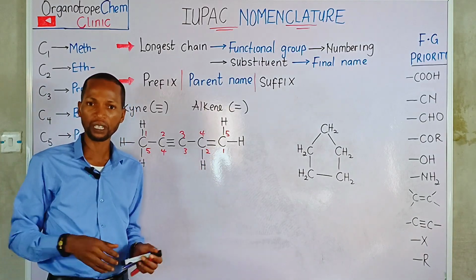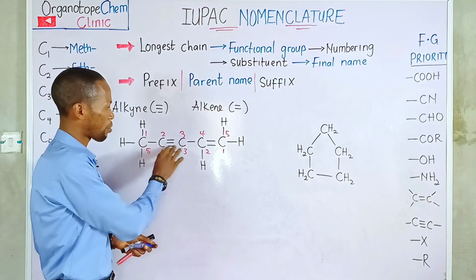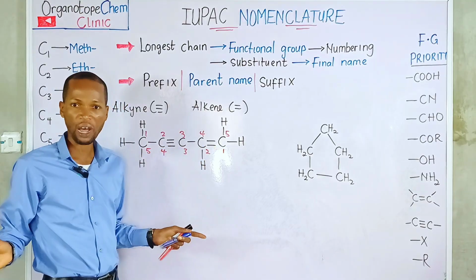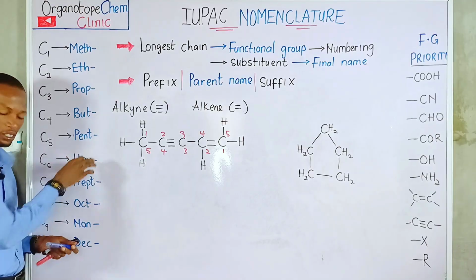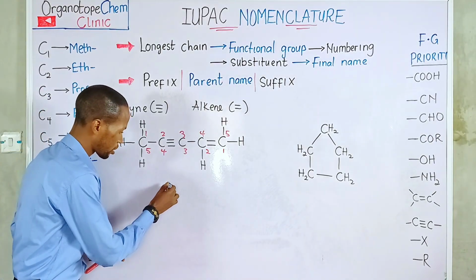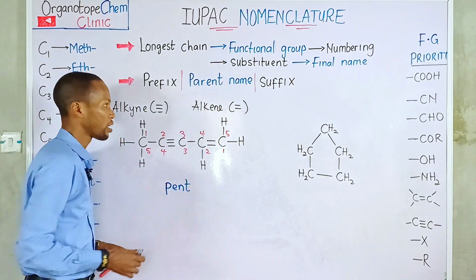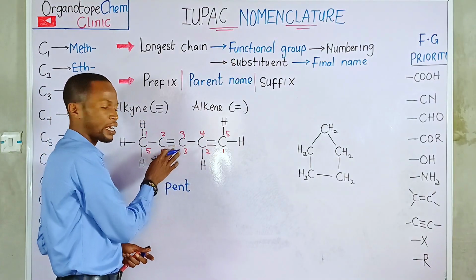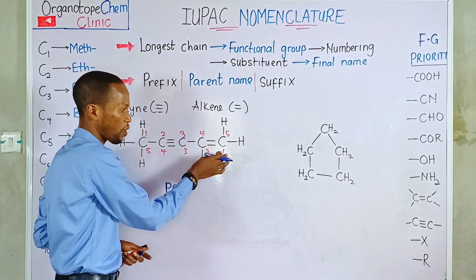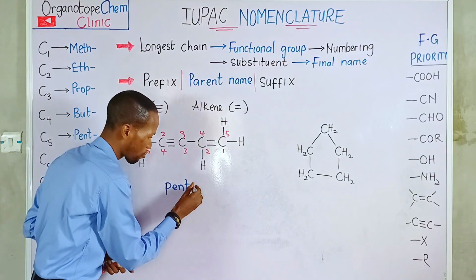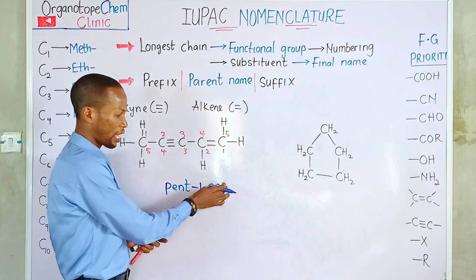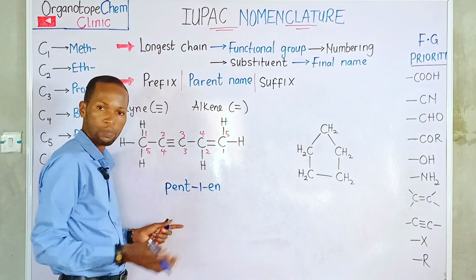So how do we name this compound? On the longest continuous carbon chain, we have 5 carbons, 1, 2, 3, 4, 5. And a 5 carbon atom chain is what? Pent. So the parent name is pent. And the functional groups right here are ene and yne. So the ene is found on carbon 1, so we have 1-ene. We are not expected to put the last e until we have the complete name.